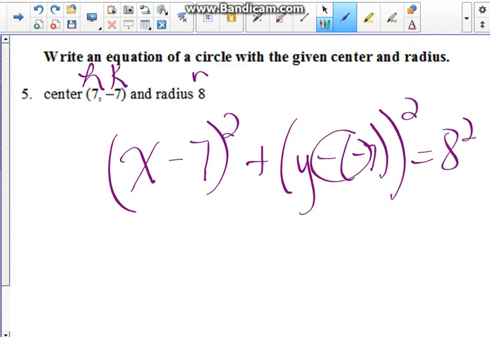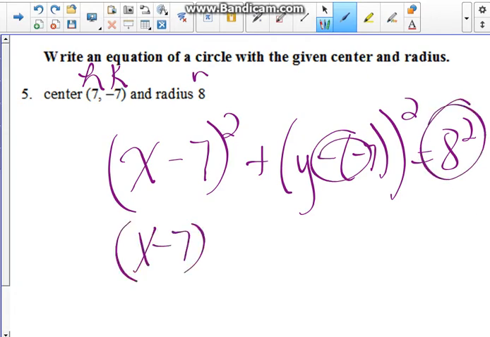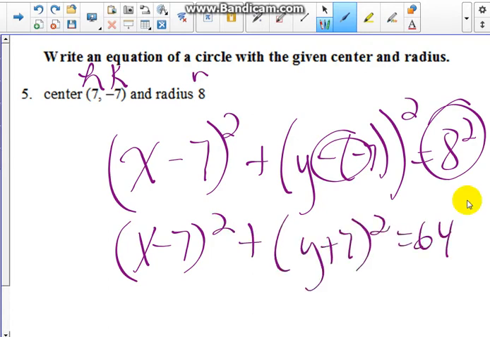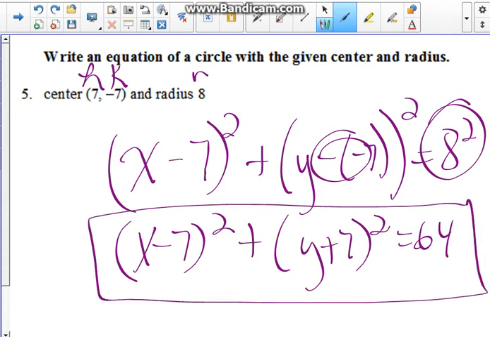And then we clean this up and simplify that. So it becomes x minus 7 squared plus y plus 7 squared equals 64. And there's our equation.